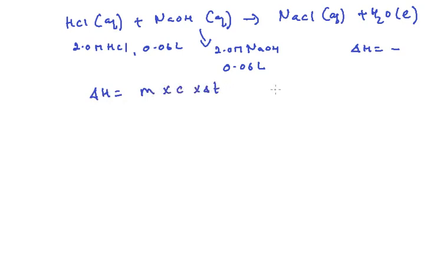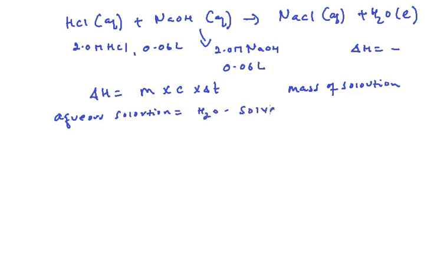We also need to know about the mass of the solution. That's very interesting here. Mass of the solution. Remember that this is an aqueous solution, so in an aqueous solution, water is the solvent. So we're going to take the density of water because this is a very dilute solution. So the density of water can be equal to the density of the solution. The density of water is 1.0 gram per milliliter.